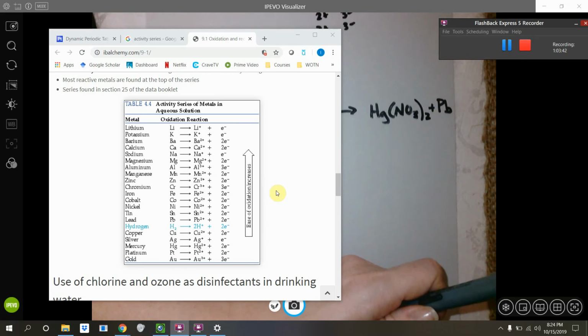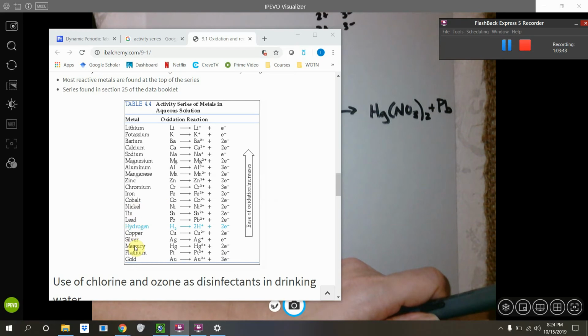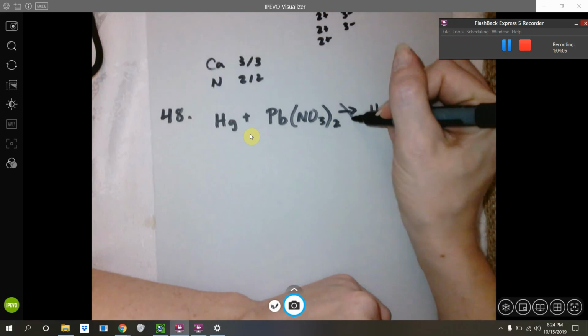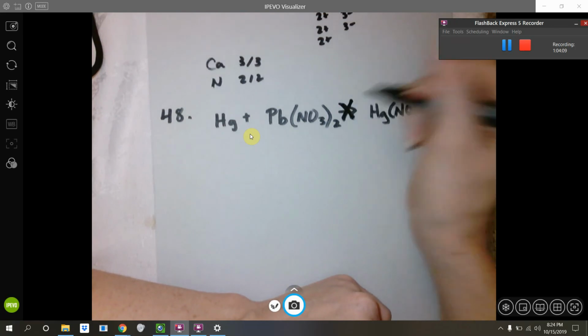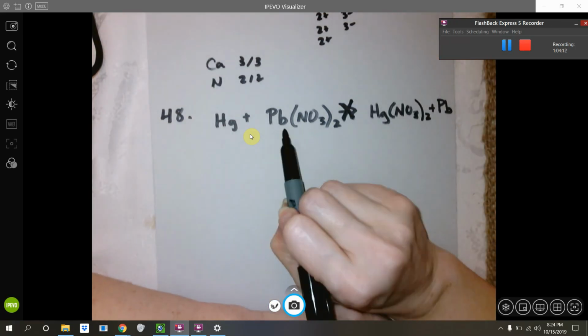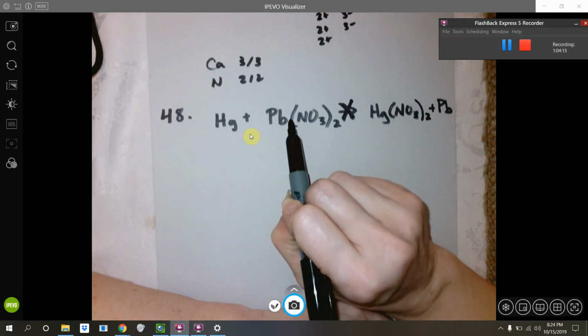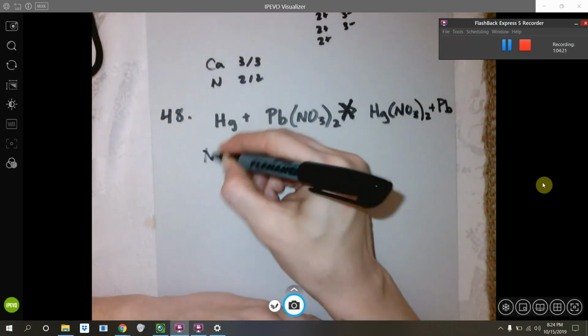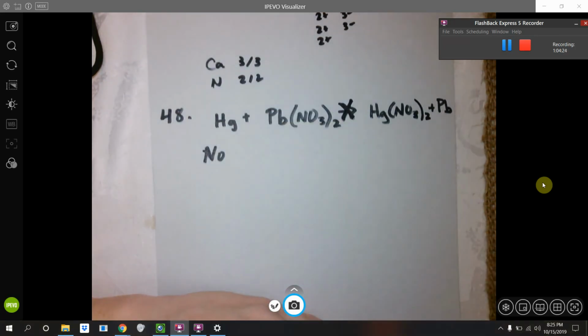Here's our activity series. We're comparing metals, Hg, which is mercury, way down at the bottom, to lead, which is a little further up. So lead is better at being in a compound. And if we go back, lead is already in our compound, so nothing is going to happen here. No reaction. It does not take place. Mercury is not strong enough to kick lead out of this compound. So, no, is really all I need there.